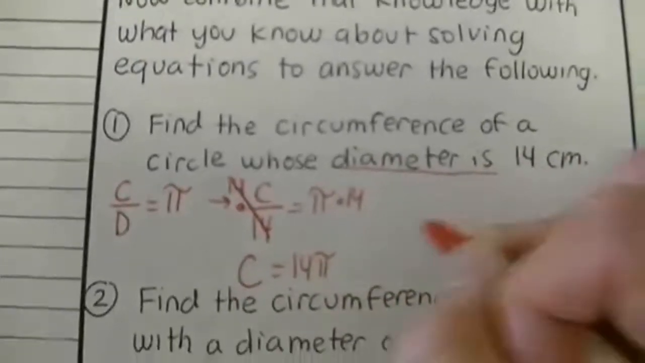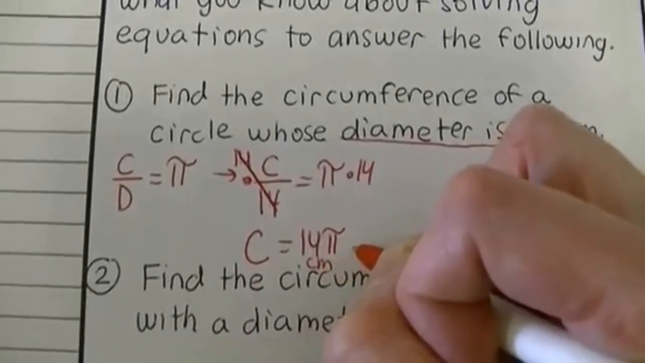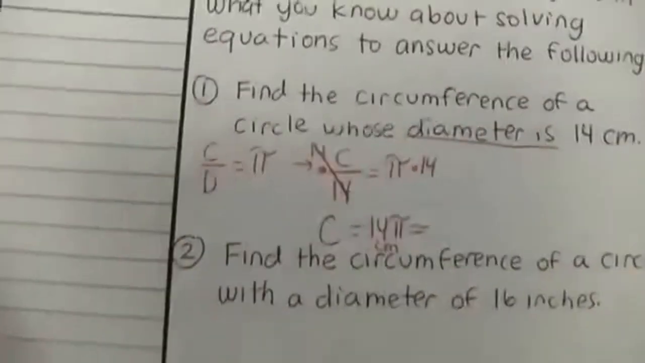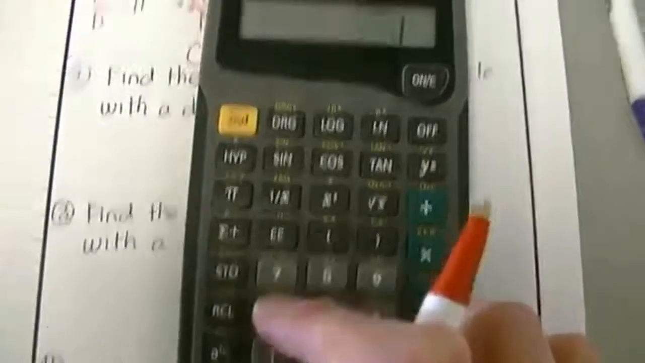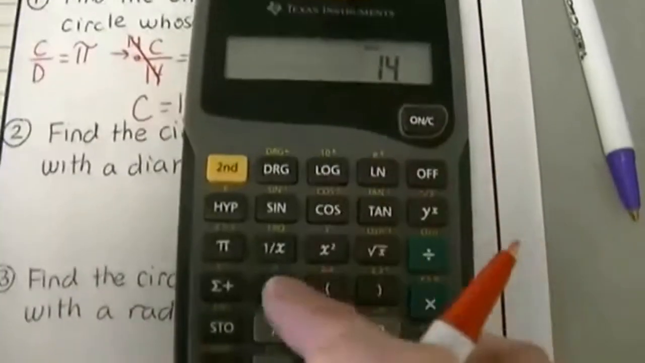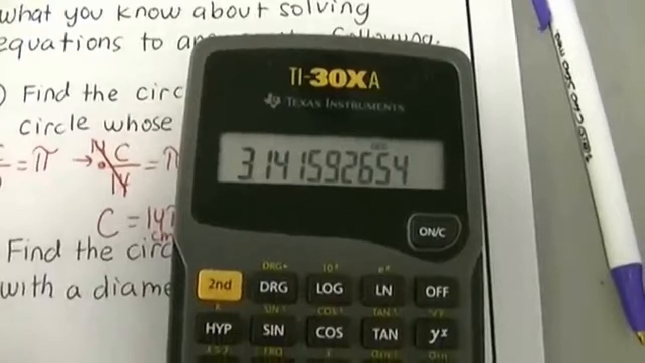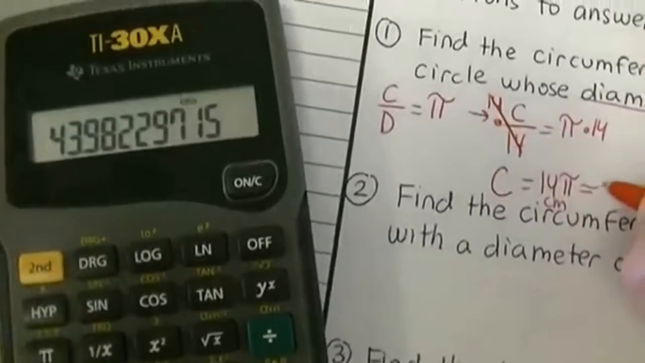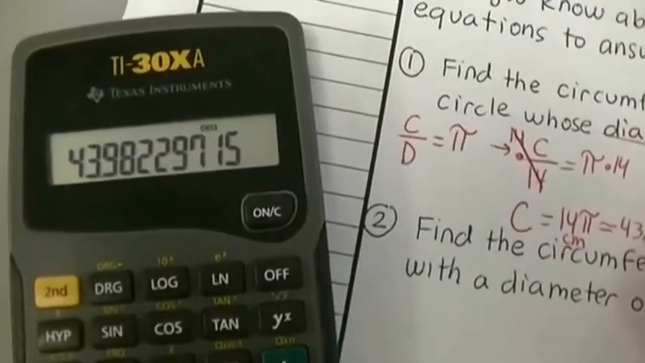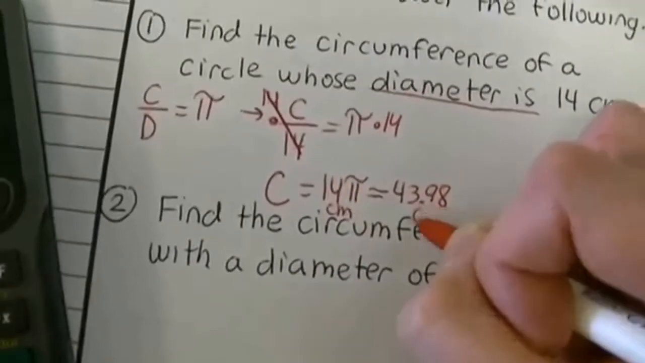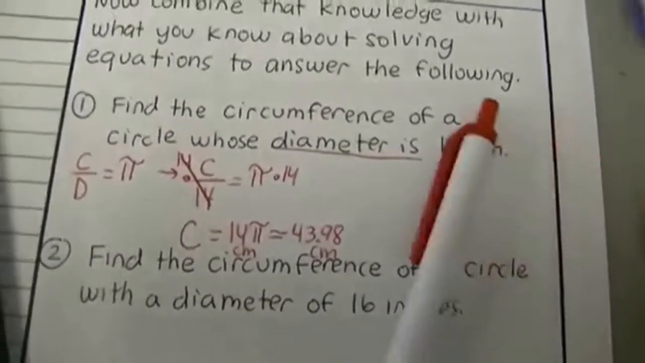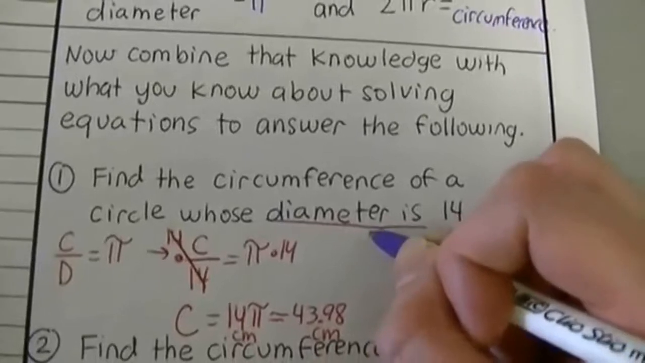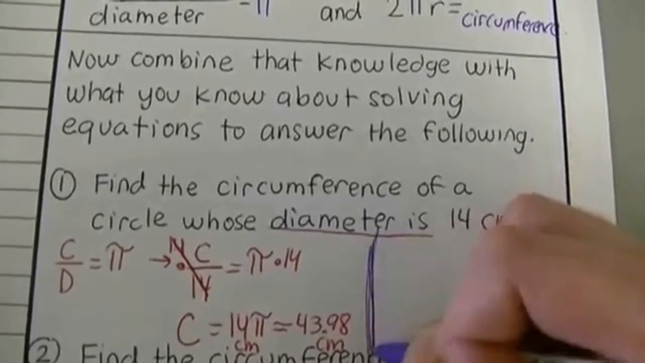Okay? And that's supposed to be in centimeters. And if the directions want you to, you should give me what that is. So 14 times pi. You can go 14 times 3.14, or if you have the pi button, don't be lazy, just press it. There we go. So it's approximately 43.98 centimeters. Okay, and if you like the other formula better, then use it.